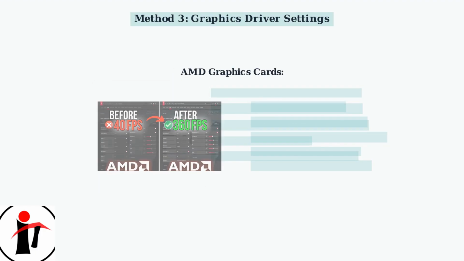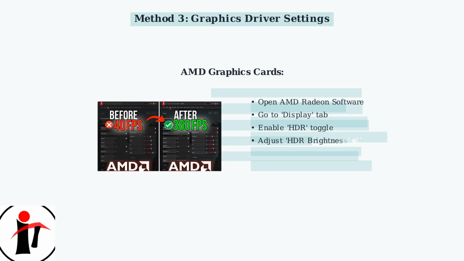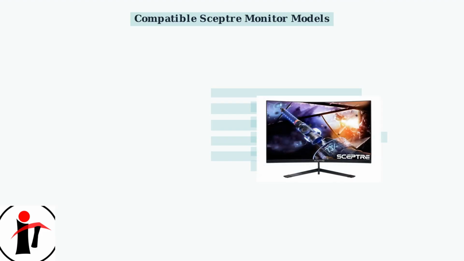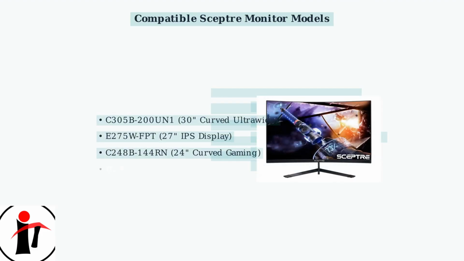For AMD graphics cards, open AMD Radeon software, access the Display tab, enable the HDR toggle, and adjust the HDR brightness slider to your preference. Make sure your Sceptre monitor supports HDR before attempting to enable it.